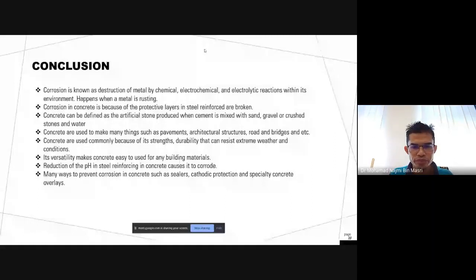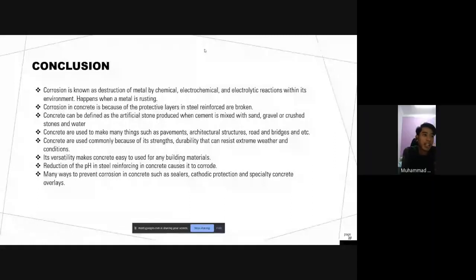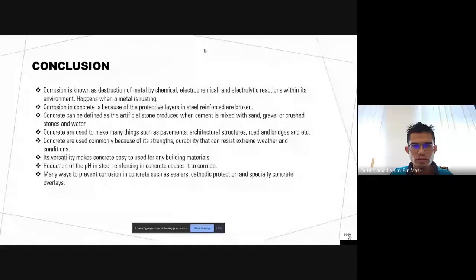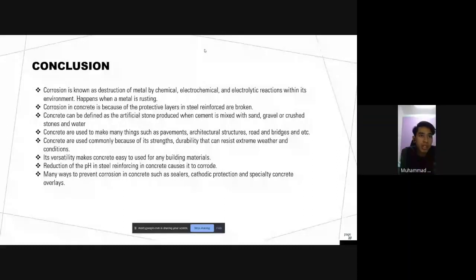Okay. Corrosion is known as the destruction of metal by chemical, electrochemical, and electrolytic reaction within its environment. It happens when a metal is rusting. Corrosion in concrete is because the protective layers in steel reinforcement are broken.